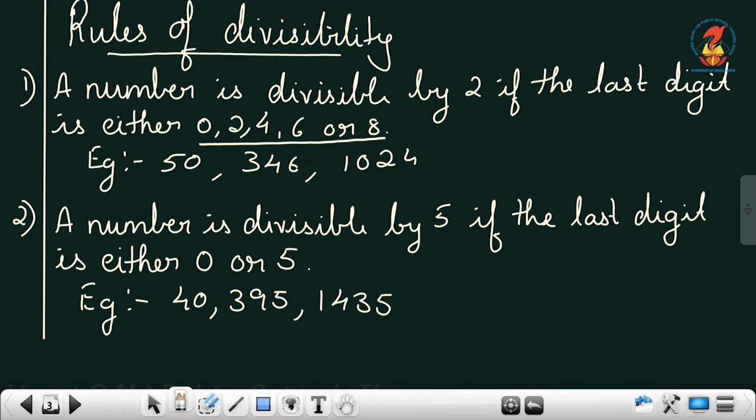346. It's a number ending with 6. It is divisible by 2. 1024. It is a number ending with 4. It is divisible by 2.